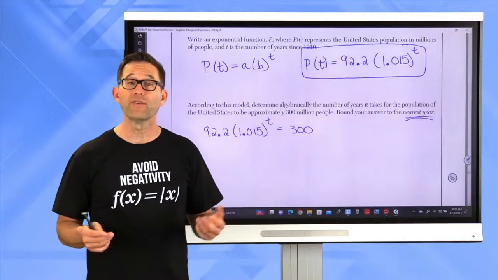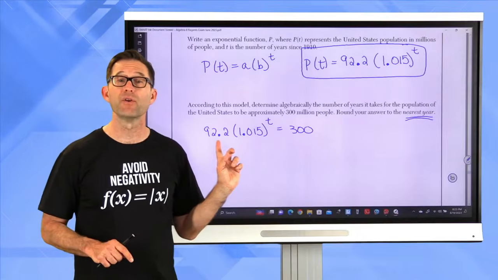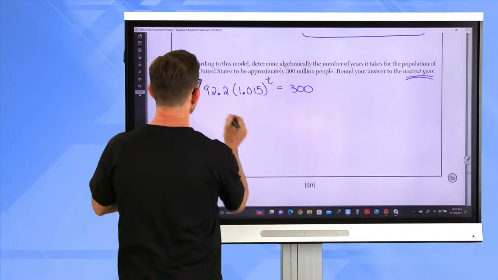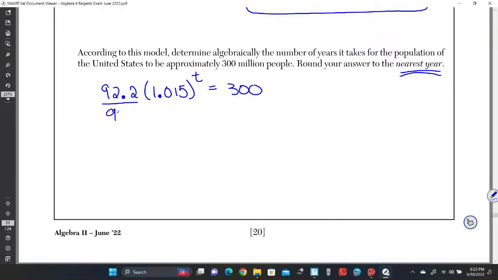But before I do any kind of logarithm, the first thing I'm going to do is divide both sides of this equation by 92.2.